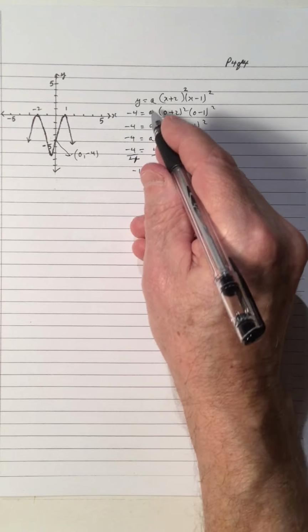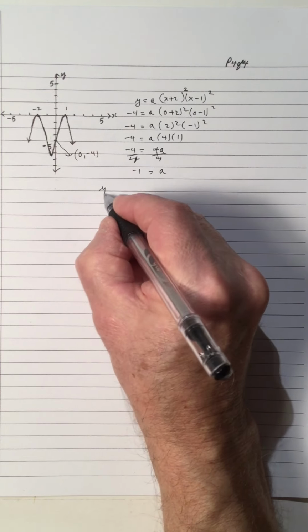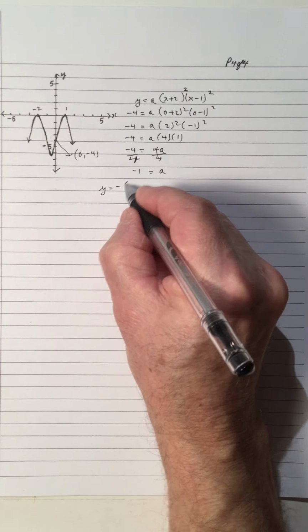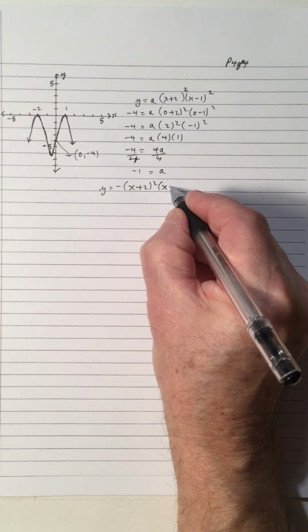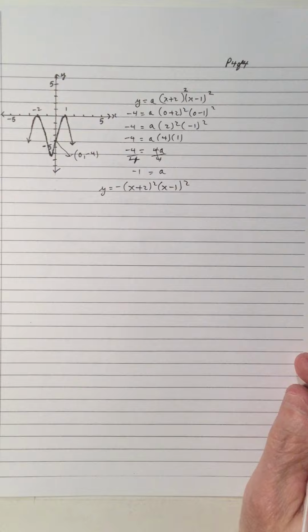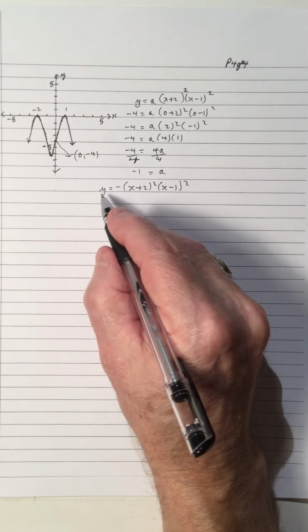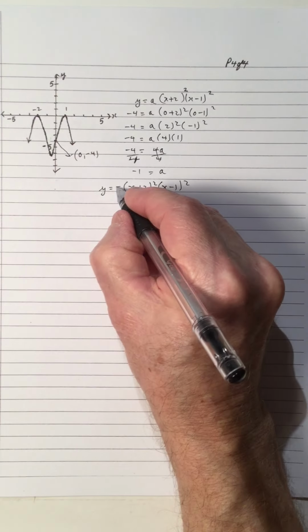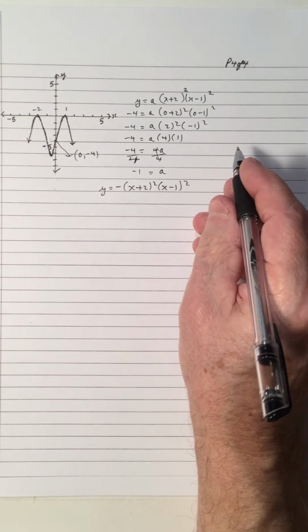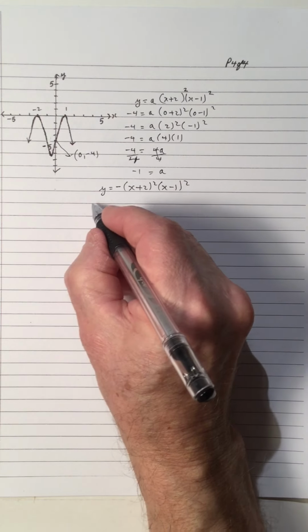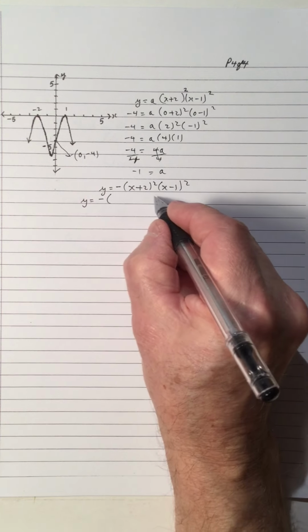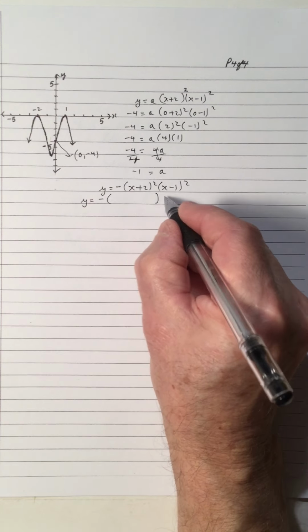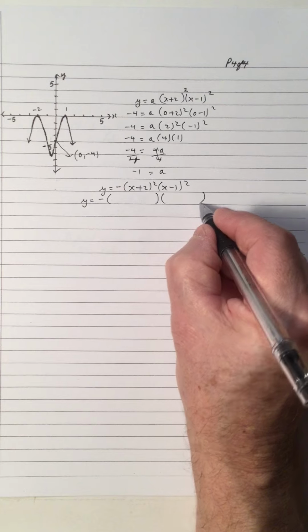So we put the negative 1 in the equation. So y equals negative x plus 2 squared, x minus 1 squared. So that's the factored form right there, with a being negative 1. 1 is understood. Now we have to expand this. So let's take our time. Leave the negative alone. So that's a square. So let's do this square and this square.